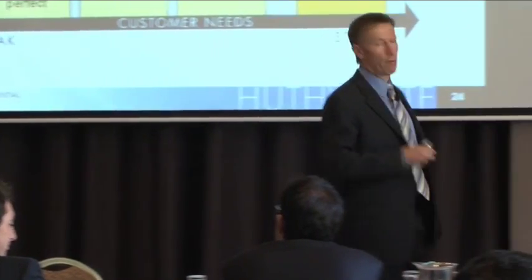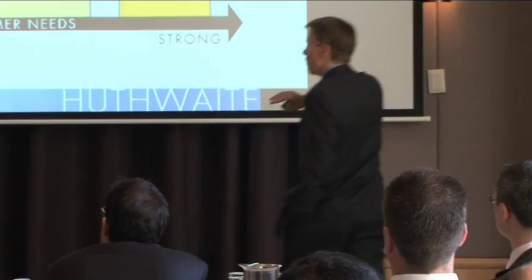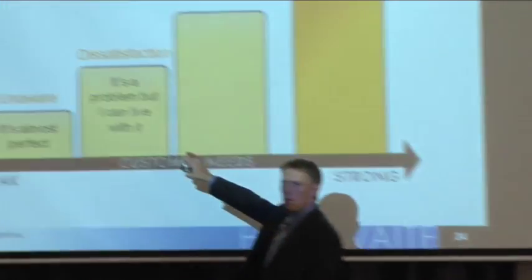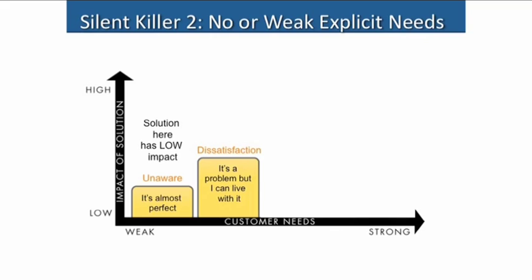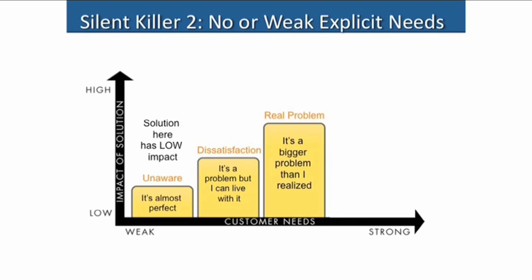Because needs vary from weak to strong. Yes, it's almost perfect. It's a problem in our organisation, I can live with it, or it's a problem and I've got 5 other priorities at the moment that are more important than that. But come back and see me next 6 months. Really like the cappuccino, thank you. Or it's a bigger problem than I realised.